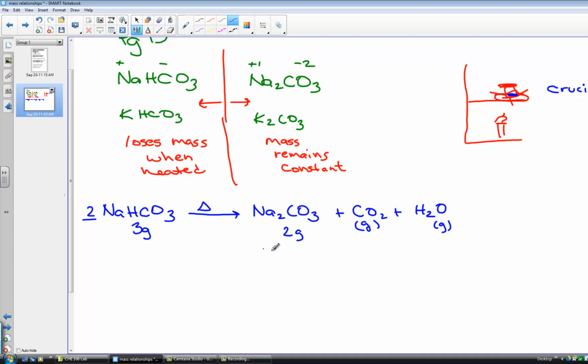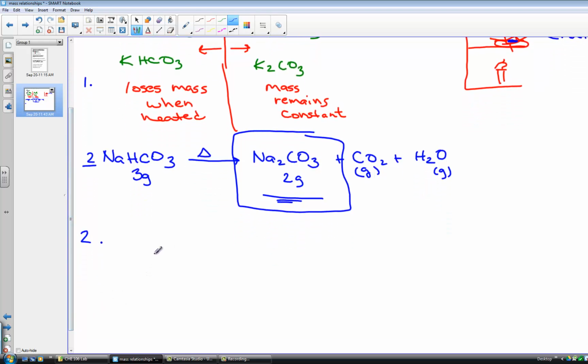Regardless of what you started with, everyone at the end of that first heating process now has some sort of carbonate in the dish. Either you started with it if it remained constant, or you produced it if you lost mass. So step 1, making sure we all are proceeding to step 2 with a carbonate. You might have had to decompose, or you had it originally. Now again, this could be potassium, it could be sodium. I'm just going to keep with sodium to keep the example going of the procedure.